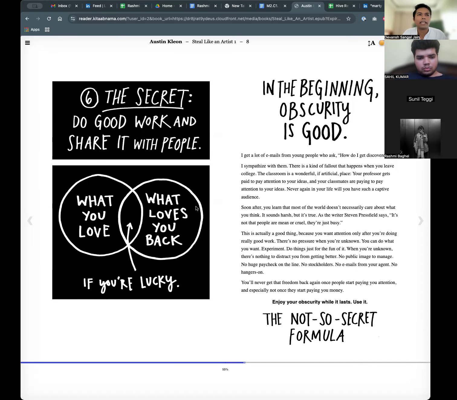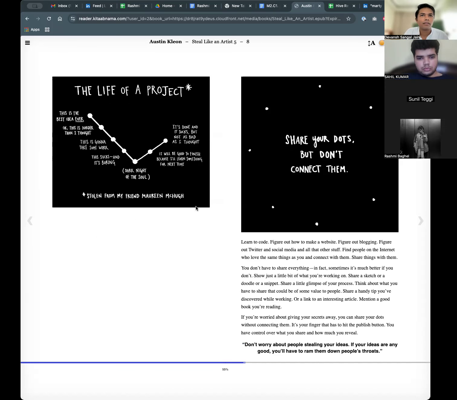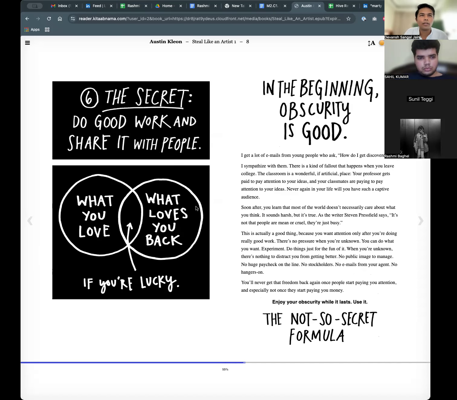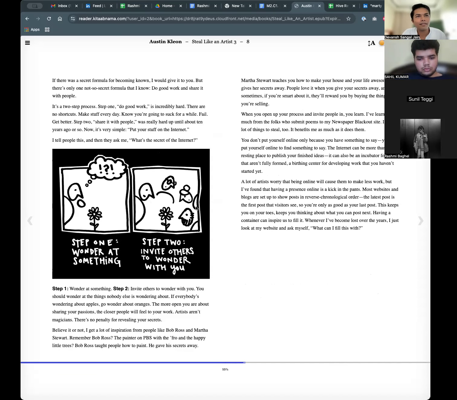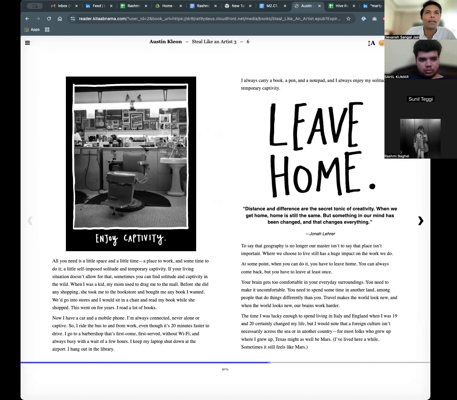Do good work and share it with people. So he talks about sharing and doing it together. What is this? This is the best idea ever. Oh, this is harder than I thought. It's going to take some work. It sucks, it's boring. It'll be good. Yeah. So stuff goes up and down.